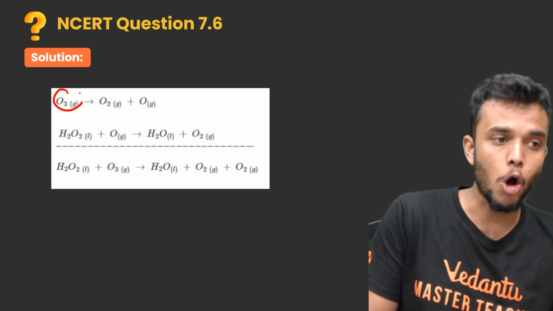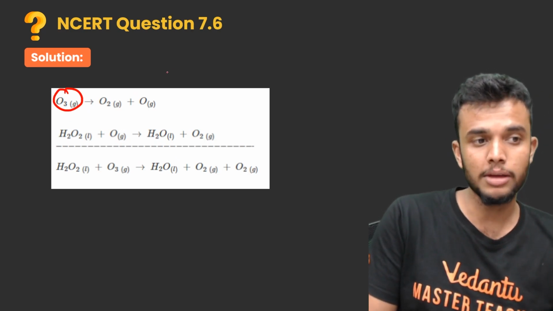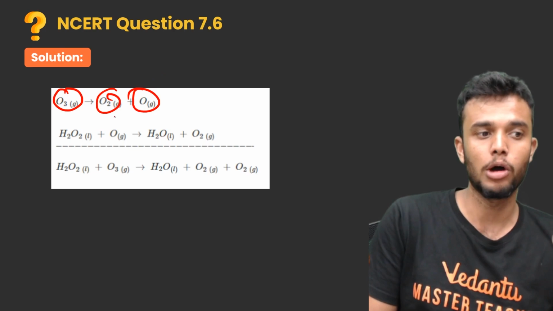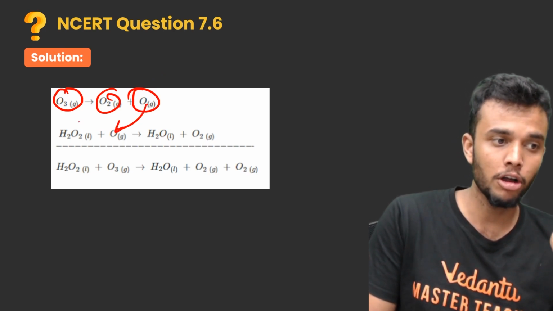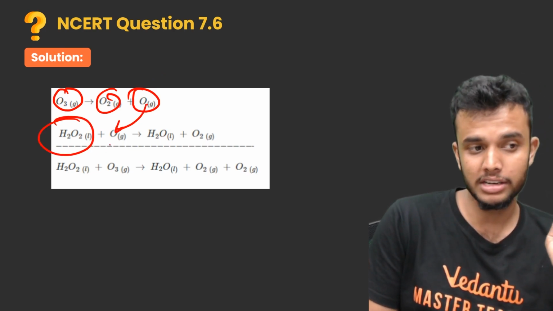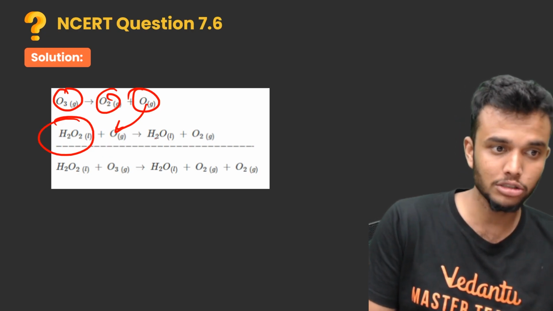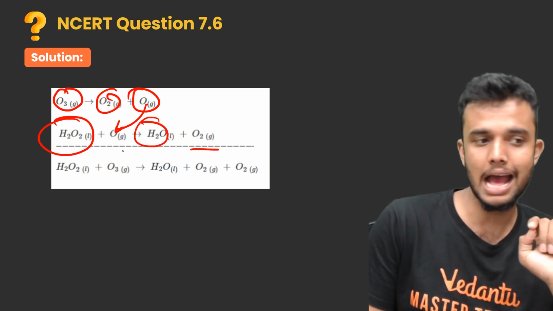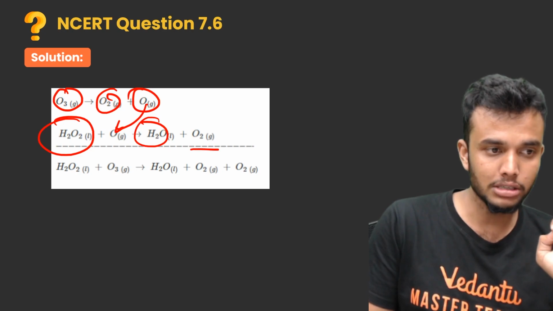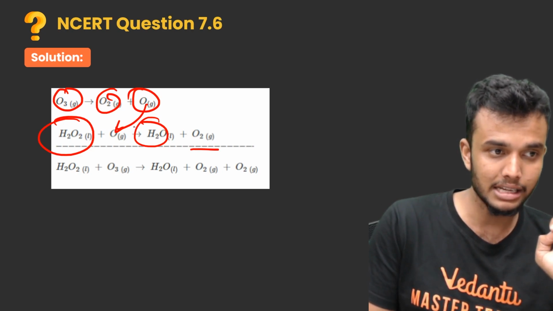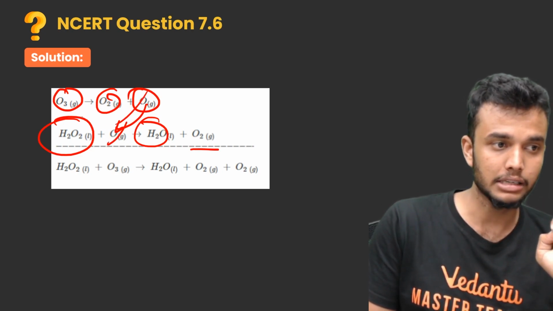Second one, what happened? Oxygen breaks. O3 molecule breaks to form an O2 and O molecule. This oxygen molecule is formed and bonds with H2O2. Then hydrogen peroxide reacts with oxygen to form water and oxygen gas. Here what happened? Here also oxygen gas is there. Here also oxygen gas is there. That's why these two get cancelled.